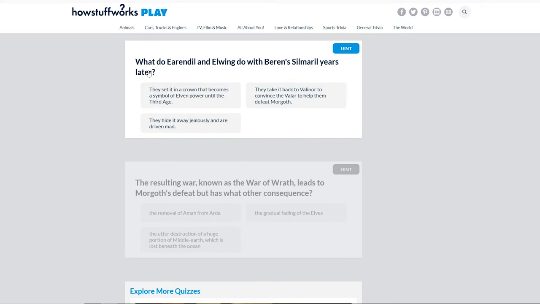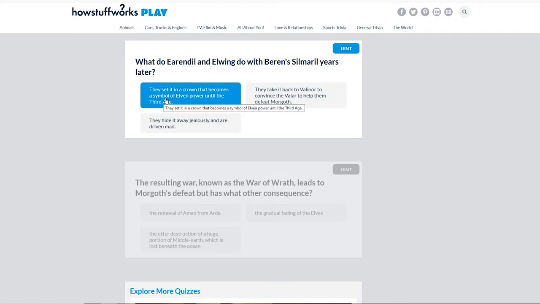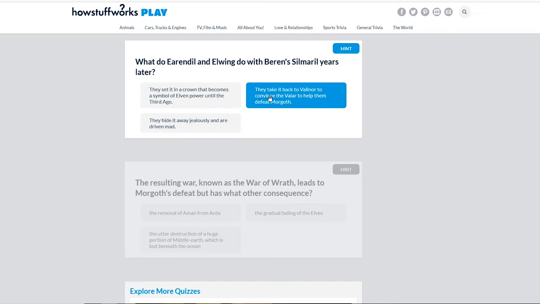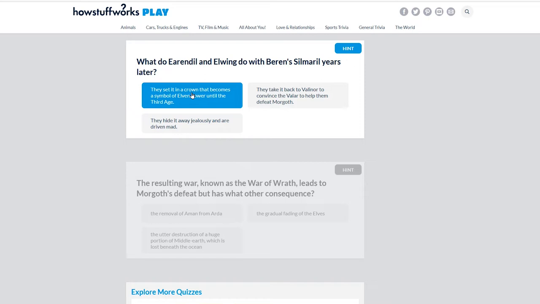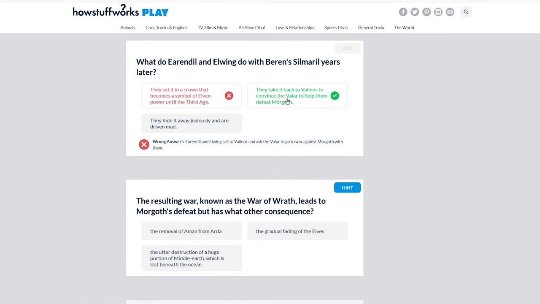What do Earendil and Elwyn do with Beren's Silmaril years later? They set it in a crown that becomes a symbol of elven power until the Third Age. They take it back to Valinor to convince the Valar to help them defeat Morgoth. They hide it away jealously and are driven mad. Has to be the first one. But I wouldn't have phrased it this way, but it's the first one, because I think the Silmaril actually becomes a star, right? I don't remember that part, but yeah, okay. Earendil and Elwyn sail to Valinor and ask the Valar to go to war against Morgoth with them.